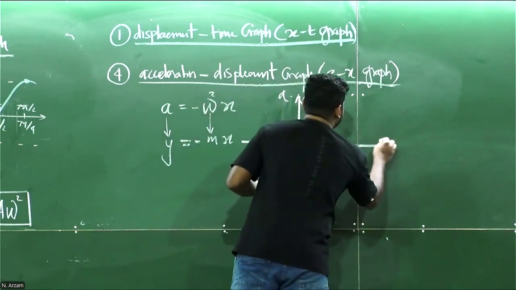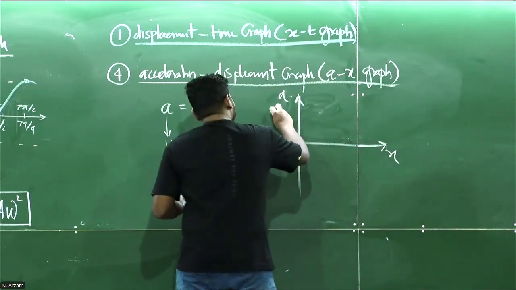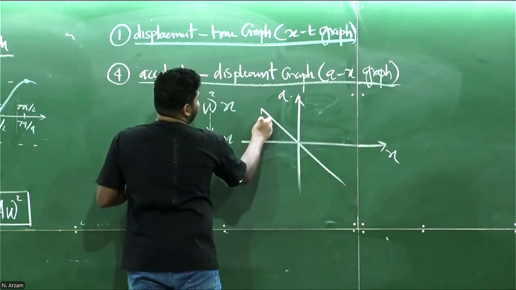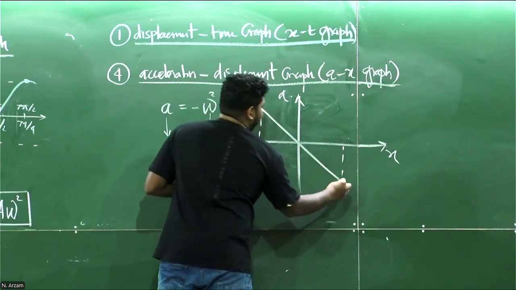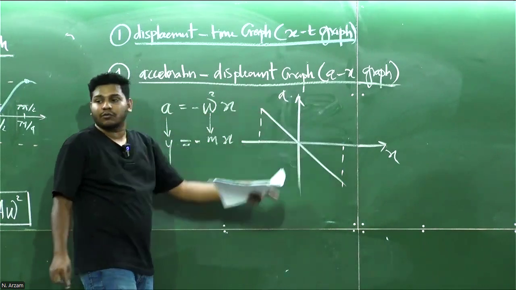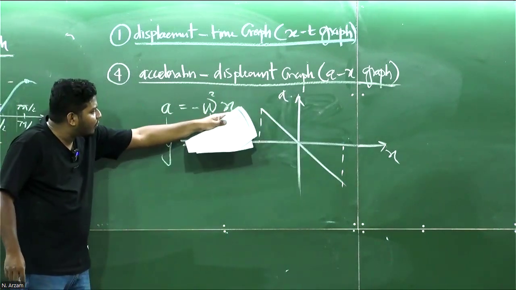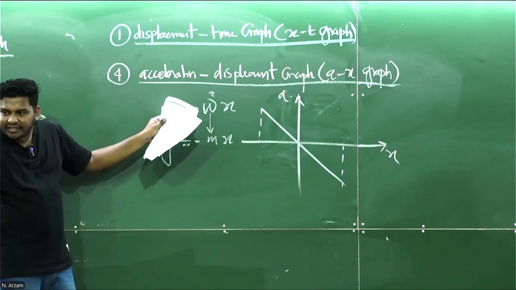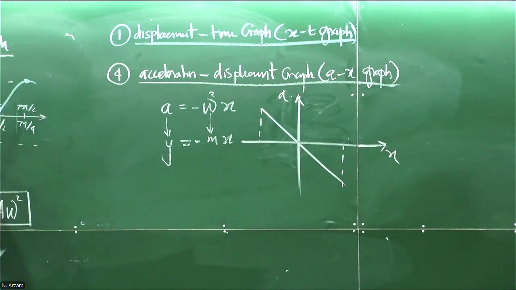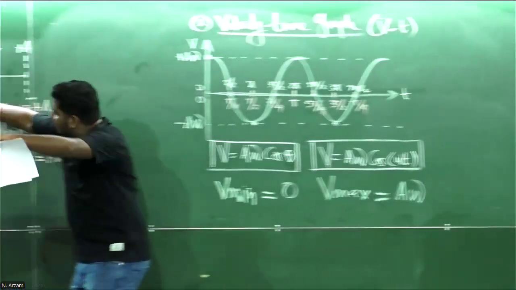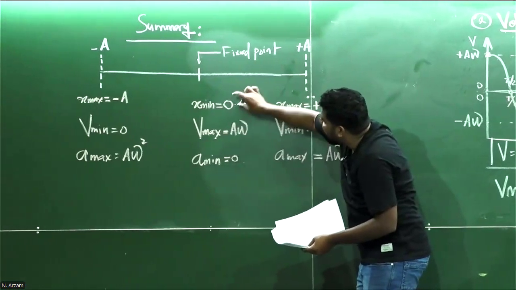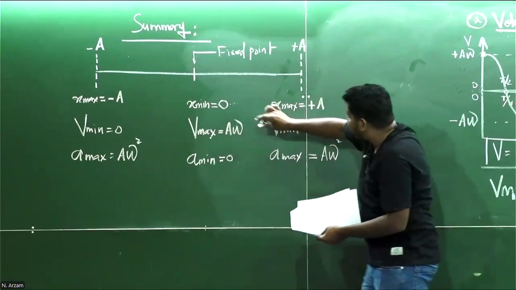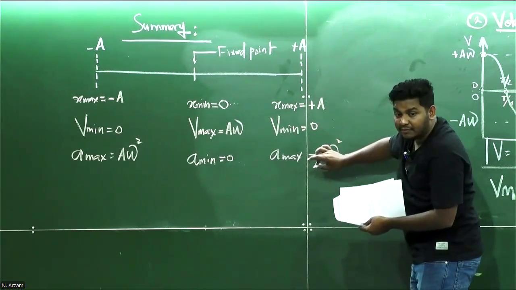Acceleration, displacement. Okay, right. Can you tell me, look at this one. If x is equal to naught, a is equal to what? If x is equal to naught, a is equal to naught. In the displacement, if displacement is zero, acceleration is also zero. If the acceleration is zero, displacement is zero. If the displacement is maximum, acceleration is maximum.